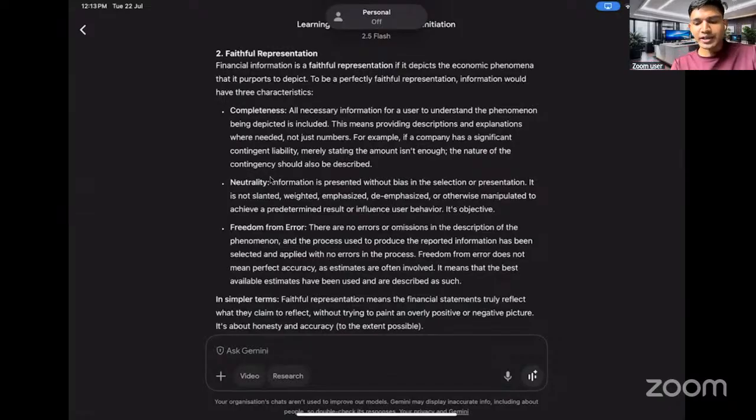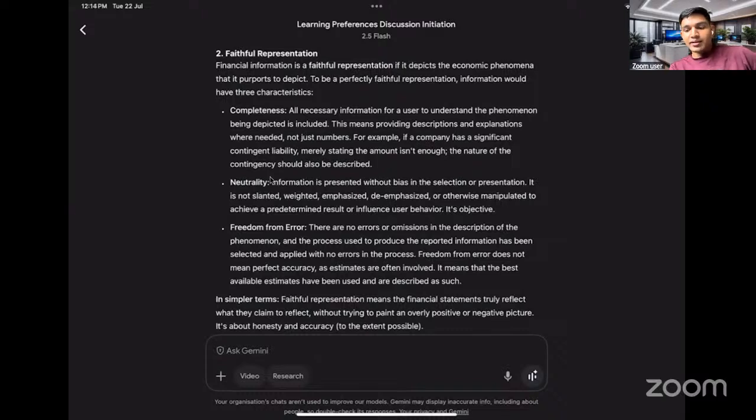Now we will see neutrality. Information is presented without a bias in the selection or presentation. It is not slanted, weighted, or emphasized or de-emphasized or otherwise manipulated to achieve a predetermined result or influence user behavior. It's objective. Freedom from error. There are no errors or omissions in the description of the phenomena, and the process used to produce the reported information has been selected and applied with no errors in the process.